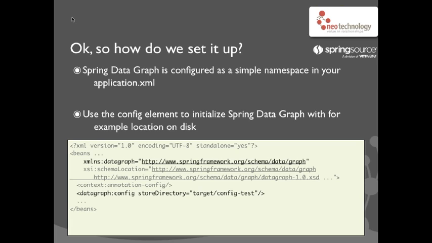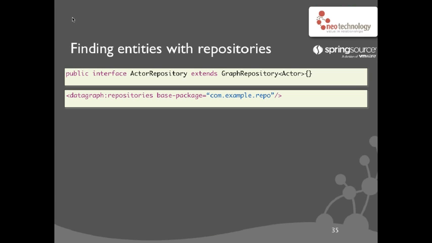Okay, so we've talked only about the programming model, but I should tell you a little bit about how to set it up. And it's very straightforward. It's the way you would expect in Spring. You add a simple namespace in your application.xml. You see the URIs on the screen here. I chose to call it data graph in this example. And then you use the config element to initialize Spring Data Graph. In this case, I pass in a store directory to point it to a location on disk where I want to store my database files.